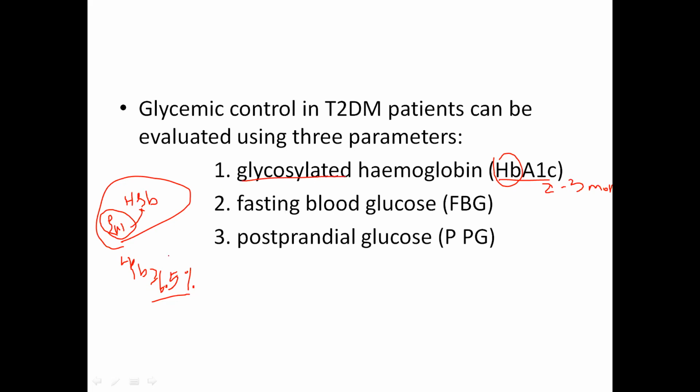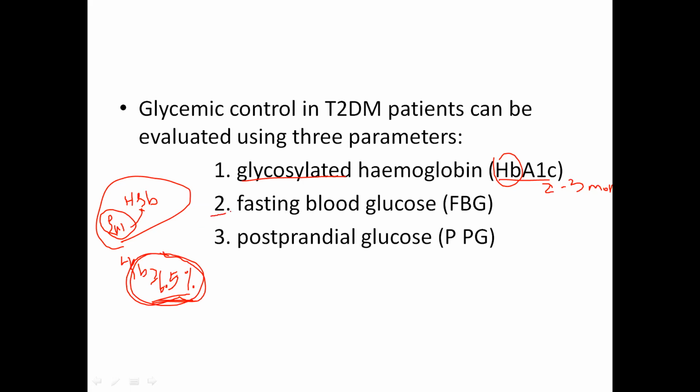In a diabetic person, the required level, especially in elderly patients, differs; in youngster patients, it is less than 6.5%. Whenever the patient comes for follow-up and you check the hemoglobin A1C, if it is less than 6.5% in those young patients, we can say this is the controlled range.